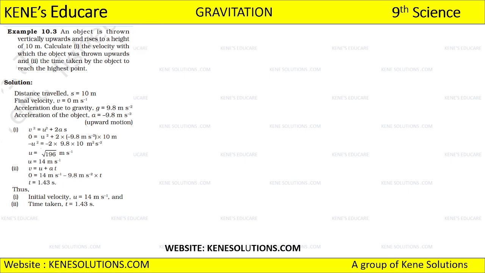So on the basis of that, when you calculate it properly, you get the answer as 14 meters per second. Okay, and the other thing that you need to calculate is the time taken by the object to reach the highest point. So over here we'll use the formula v = u + at, and this is how we will get the value of t, that is time, which is equal to 1.43 seconds.